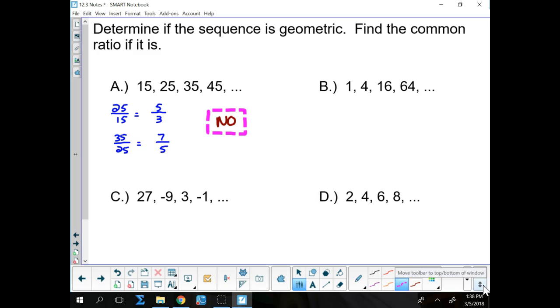What about B? Yeah? Okay. So with B here, 4 divided by 1 is the same as 16 divided by 4 is the same as 64 divided by 16. All of those reduce down to 4. So yes, this is geometric, and we have R equal to 4.